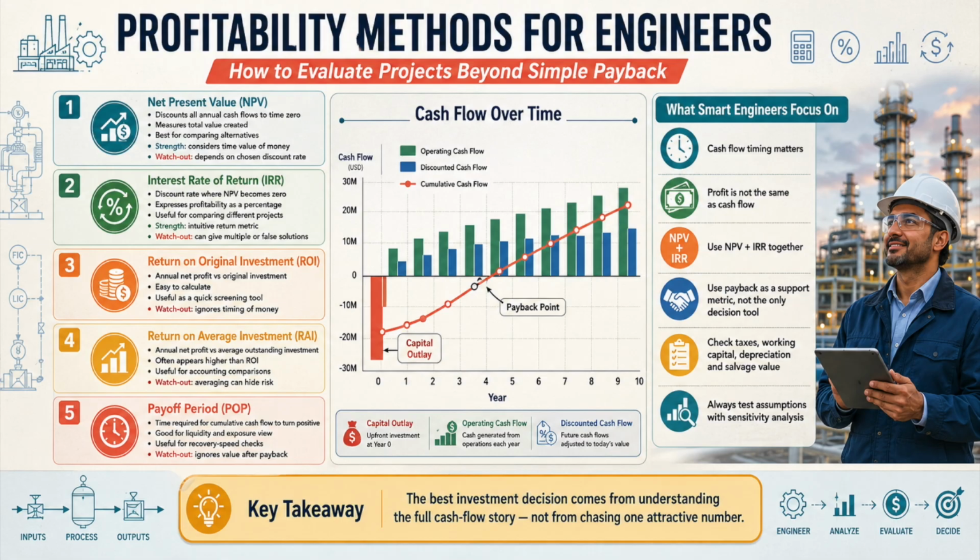The important principle is clear. Net present value and interest rate of return serve different purposes. Net present value measures value creation. Interest rate of return measures percentage efficiency. Strong investment decisions normally examine both. You may also encounter return on original investment.